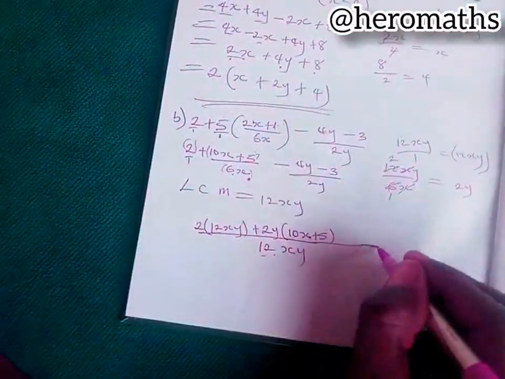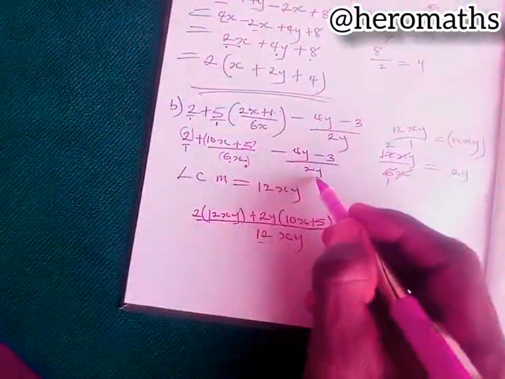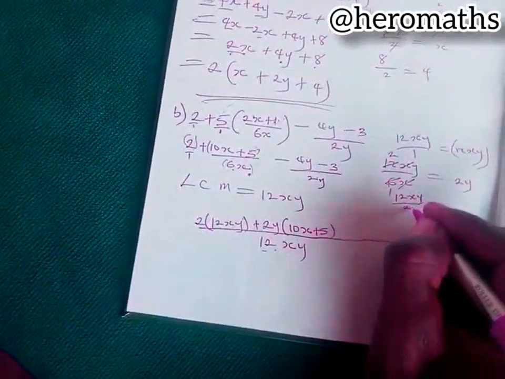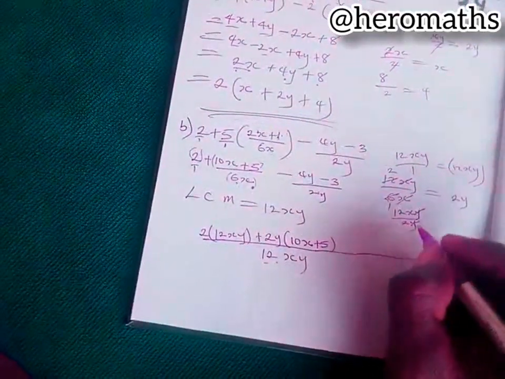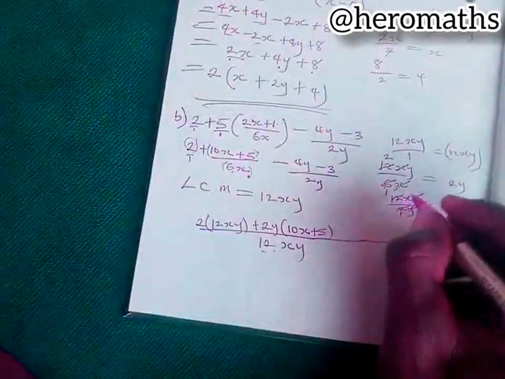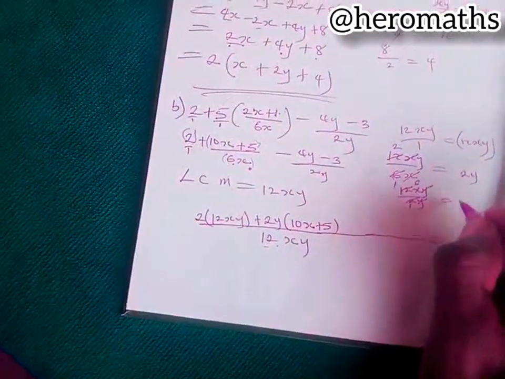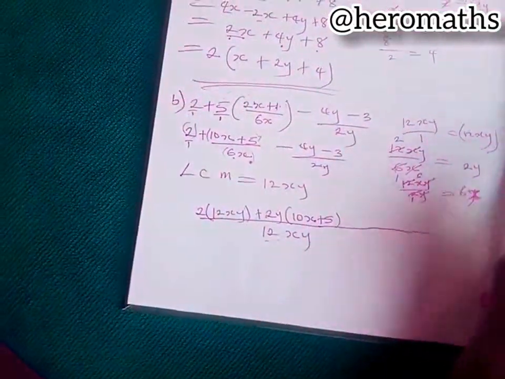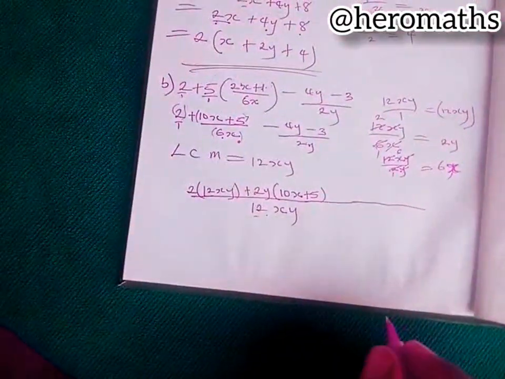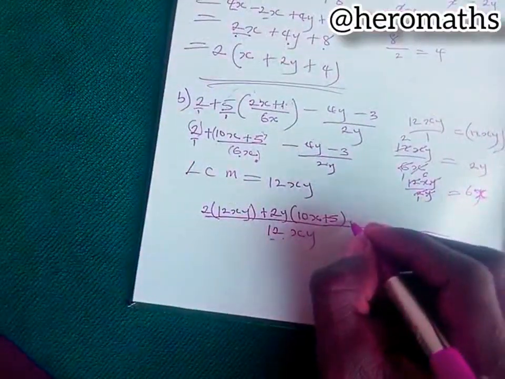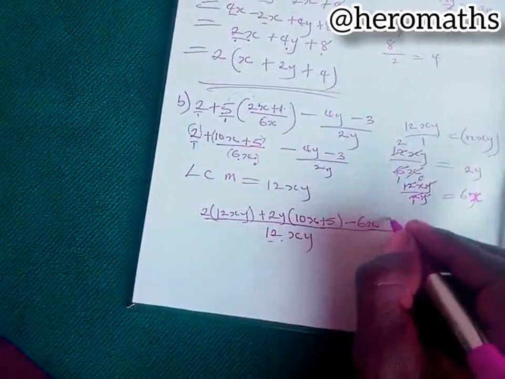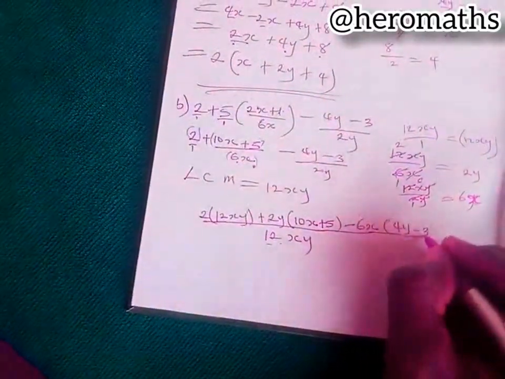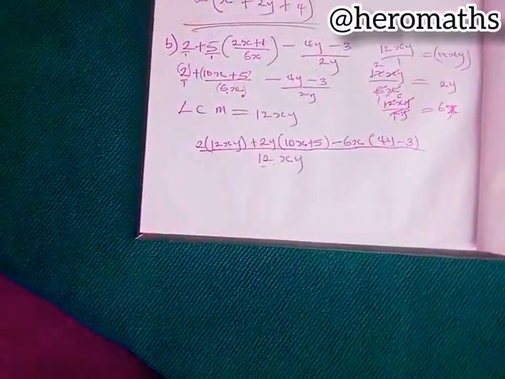That is it. Now let us come to this side. Then 2y into this, that means 12xy divided by 2y. Y will go here, y will go here, 2 here 1 time, 2 here 6 times. That will be 6x. That is all we are left with in this expression. So that will be minus 6x, open bracket, 4y minus 3. That is that for that one.